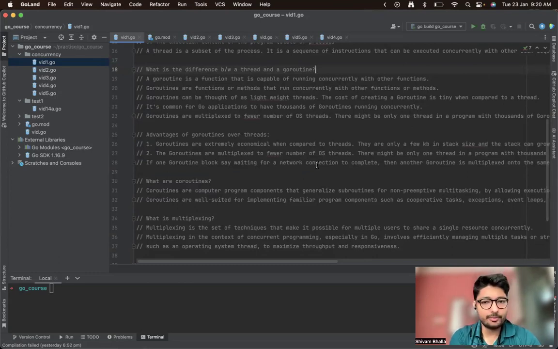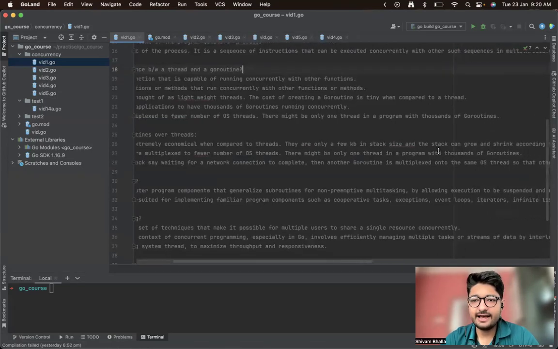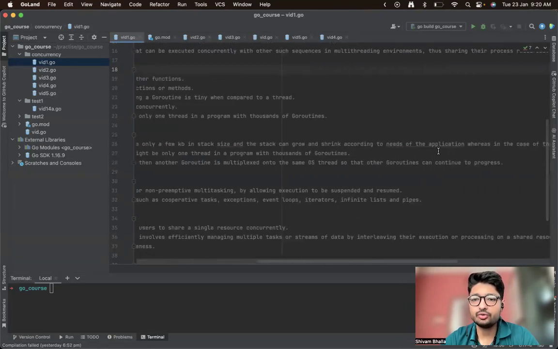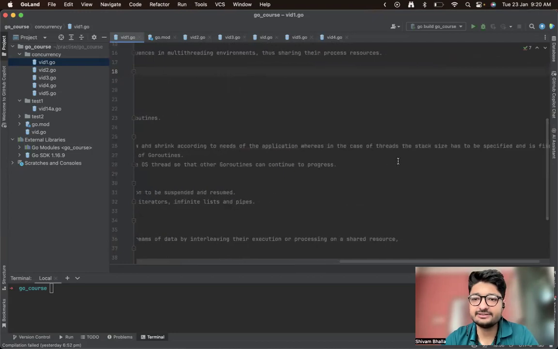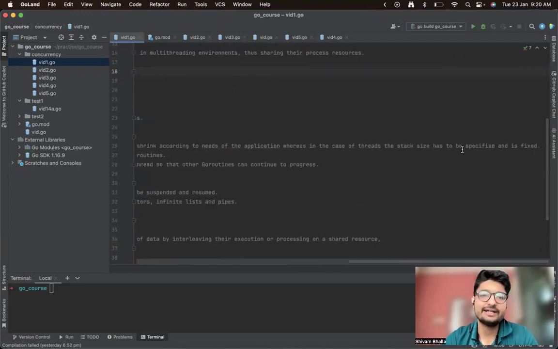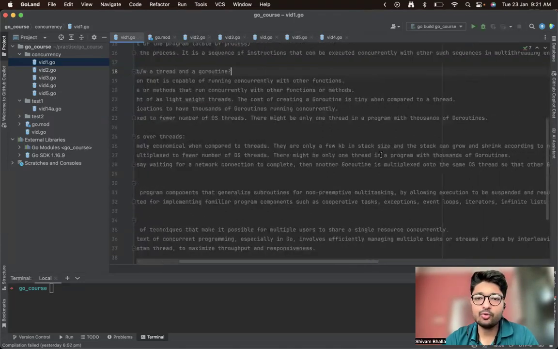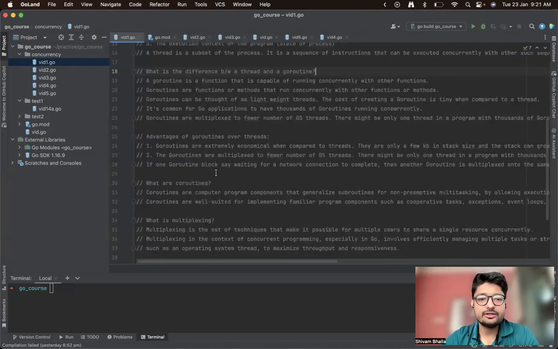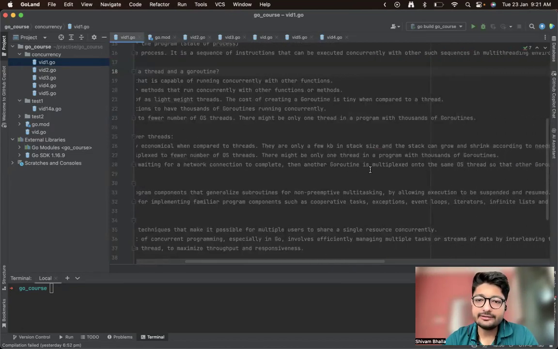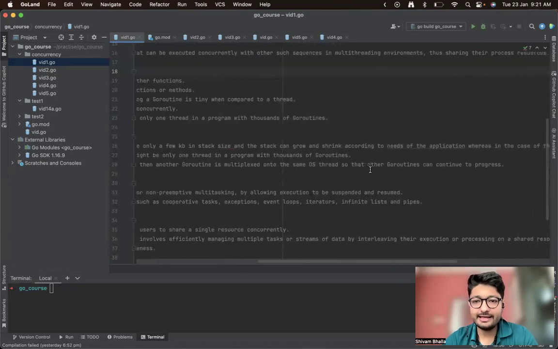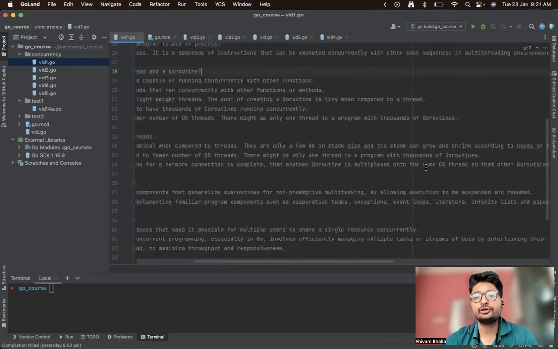Goroutines are extremely economical when compared to threads. They are only a few KBs in stack size, and the stack size can grow and shrink according to the needs of the application. Whereas in the case of threads, the stack size has to be specified and fixed. Next point, goroutines are multiplexed to a fewer number of OS threads. There might be only one thread in a program with thousands of goroutines. If one goroutine blocks, say waiting for a network connection to complete, another goroutine is multiplexed onto the same OS thread, and the other goroutines can continue to process.